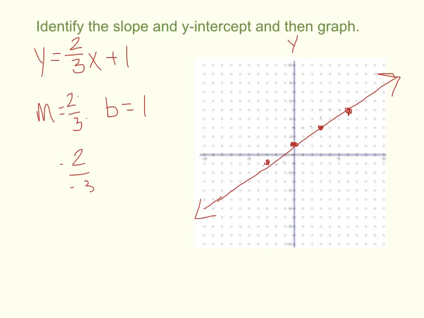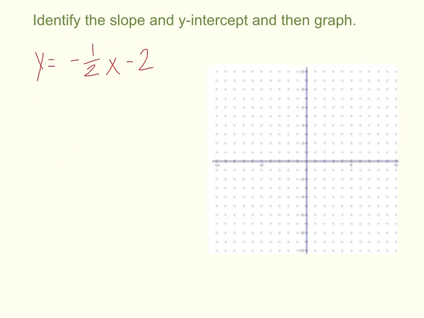All right, let's try another one. y equals -1/2 x minus 2. Again, we need to find our slope and our y-intercept. Our slope, or our m, is -1 over 2. Our b is -2. We always start by graphing the b first. So b is -2. So I'm going to go down to -2 on my y-axis and put my point. Remember, we always start on the y-axis. We either go up or we go down. And then we use our slope.